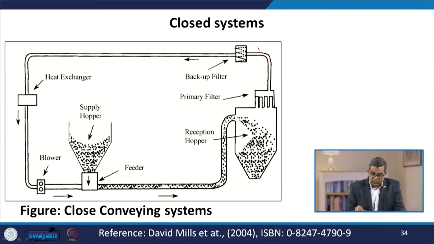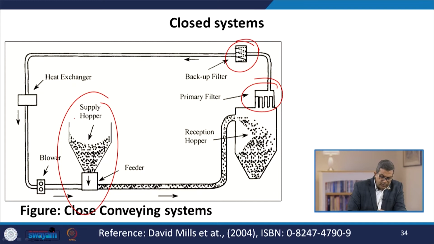Now, here you see the closed loop system. We have a backup filter over here, apart from this primary filter, and as usual we have the supply hopper, and a blower is attached somewhere here, and it is equipped with the heat exchanger.